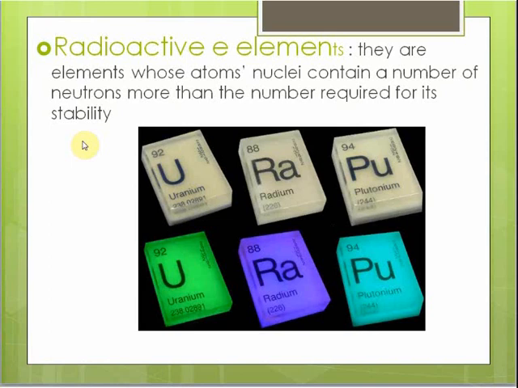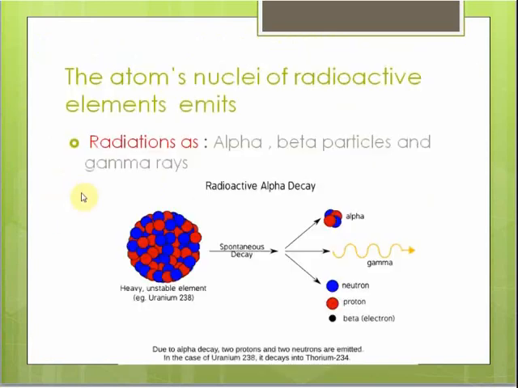They lose the excess energy in the form of radiations, as we have three types of radiations that the atom nuclei of radioactive elements emit. Number one, alpha particles, number two, beta particles, and number three, gamma rays. So the atom nuclei of radioactive elements emit three types of radiations, or one of them, or two, or the three together.